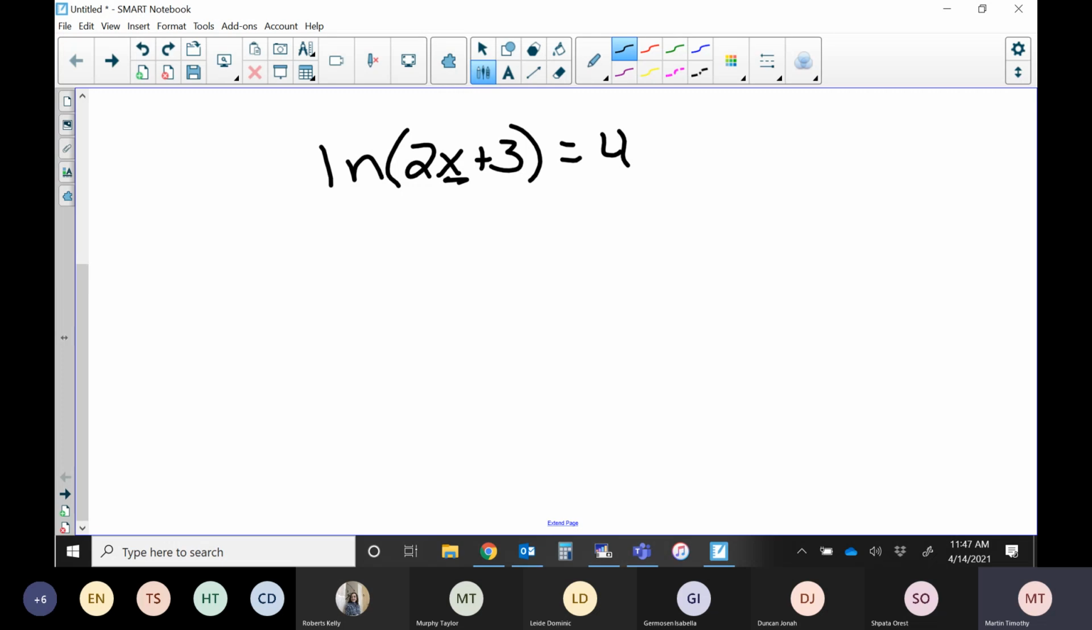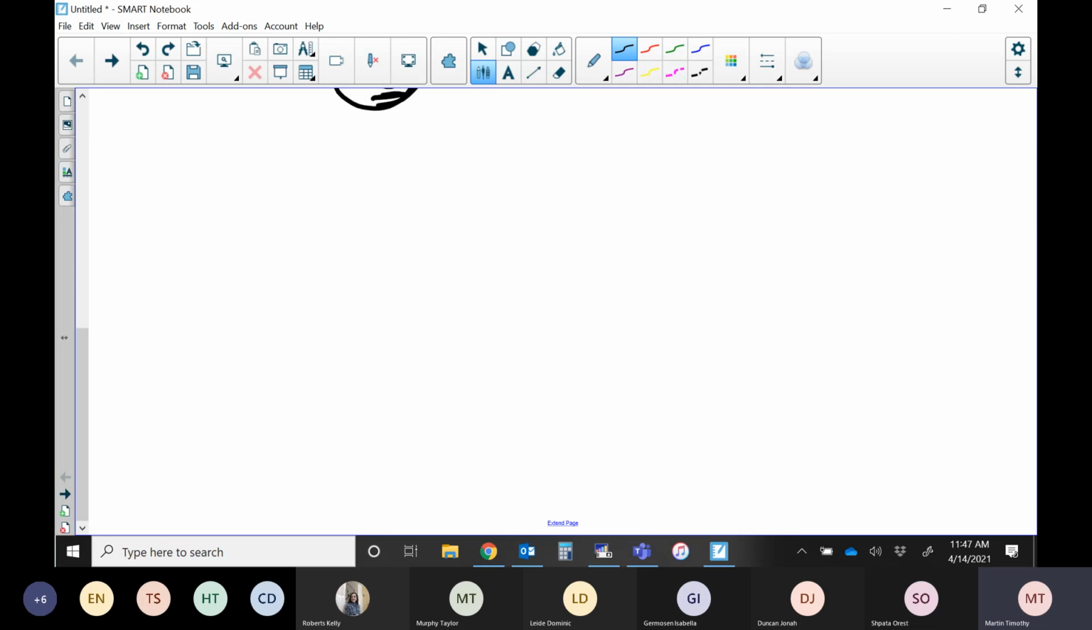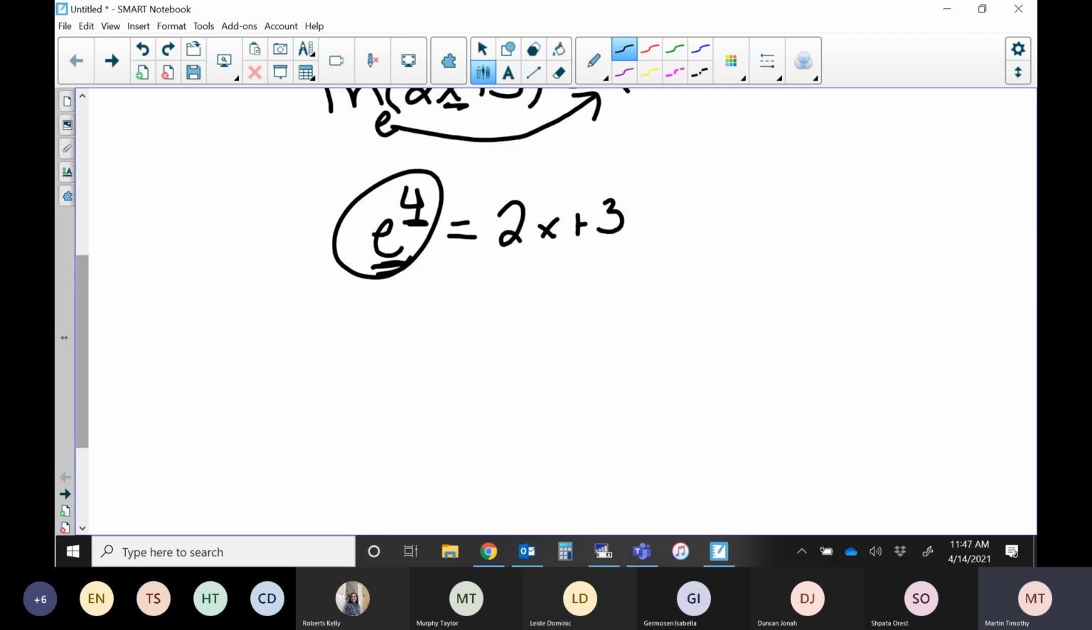So you know what I'm going to do? This is base e. So what if I change this from log form to power form? What if I say e to the 4th power, because e is actually a number, and I can take it to the 4th power, and that equals 2x plus 3. Then I can take e to the 4th power, which in my calculator is 54.598, and that equals 2x plus 3.